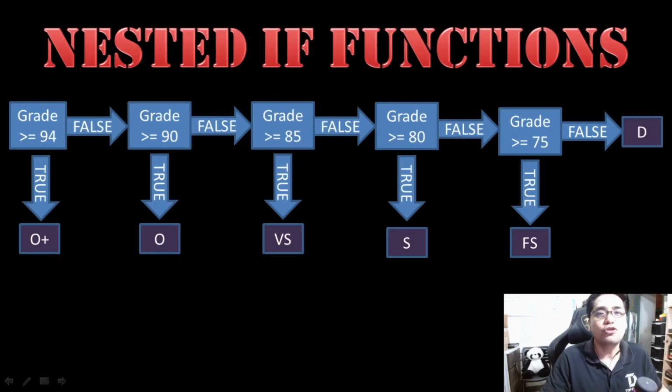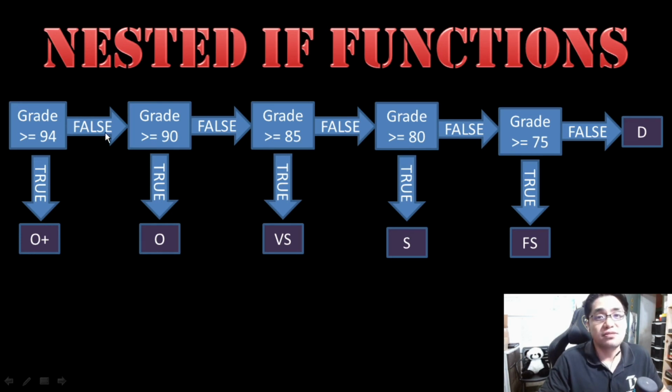Essentially, if we want to translate the problem into an if function that will work for us, this is what the if function is going to look like if we convert that into a diagram form. So you want to check first, is the grade greater than or equal to 94? We start here. If it is true, then Microsoft Excel displays O+.